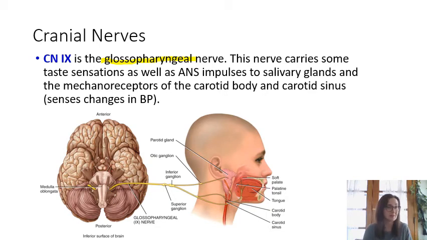So some taste sensations are here. So we've got sensory for taste, and we've also got motor for certain glands. So salivary glands that are responsible for creating saliva in order to moisten food that you bring into your mouth are going to be controlled by this glossopharyngeal nerve.